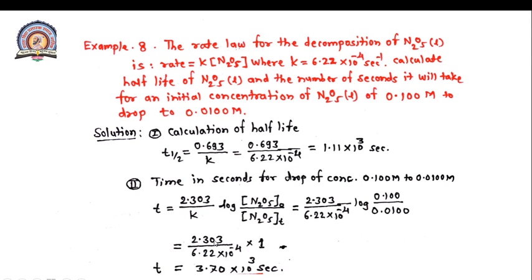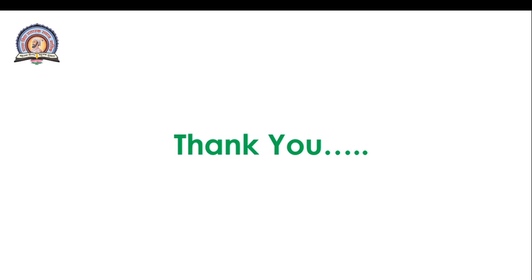So 2.303 divided by 6.22 into 10 raised to minus 4 into, here this term log 10 over 1 is 1. Therefore the final answer, the time in seconds for the fall in concentration, is 3.70 into 10 raised to 3 seconds. Okay, stop here. Thank you.